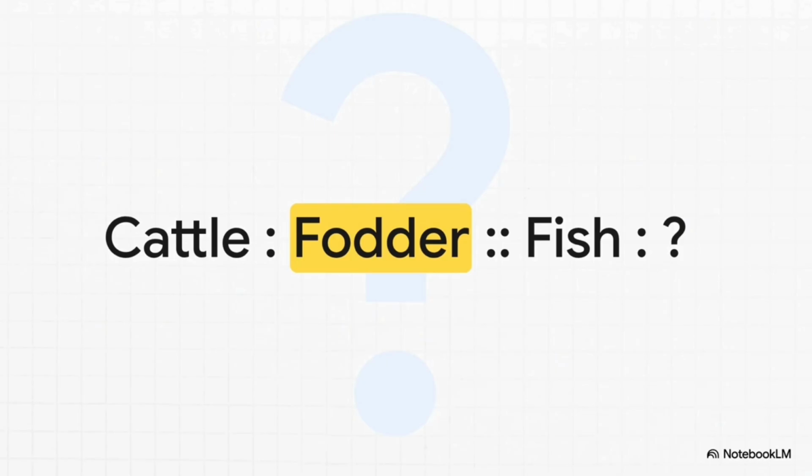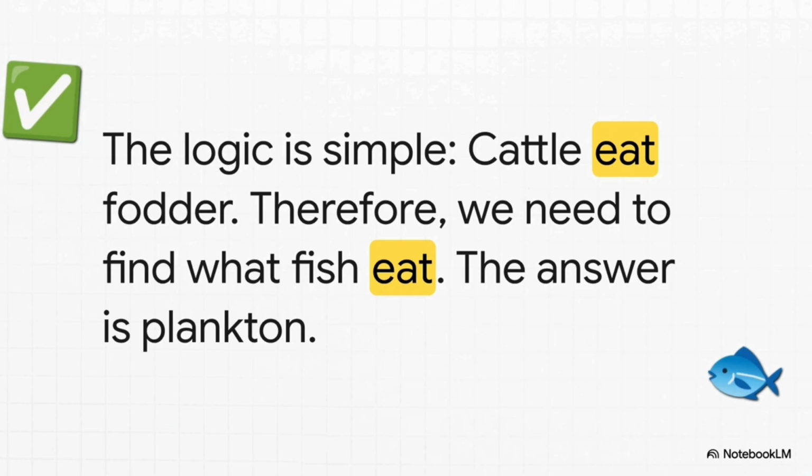All right, you've got the toolkit. Now it's time to put it to work. Let's do a little brain workout and see if you can spot the hidden relationships in a couple of new problems. Ready? Here's our first one. Cattle is to fodder as fish is to what? Think about that first pair. What's the exact relationship between cattle and fodder? Okay, your options are feed, hay, insects, or plankton. And the correct answer is D, plankton.